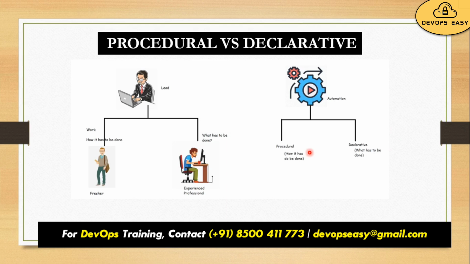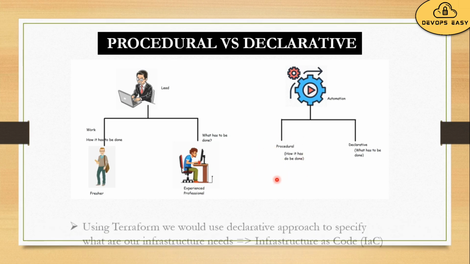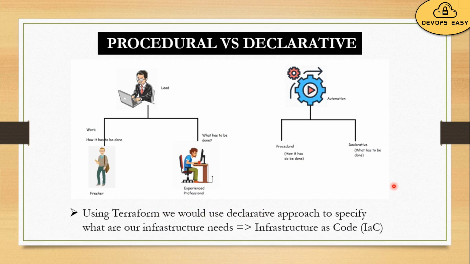In procedural you need to tell everything, okay? In declarative you need not tell everything. You just tell, hey, go and create a server, and in declarative it will go and create the server. In procedural you need to tell, hey, go to this, select this, select this, select this, then create this. So this is the hectic process, procedural. Using Terraform we use the declarative approach to specify what our infrastructure needs are.